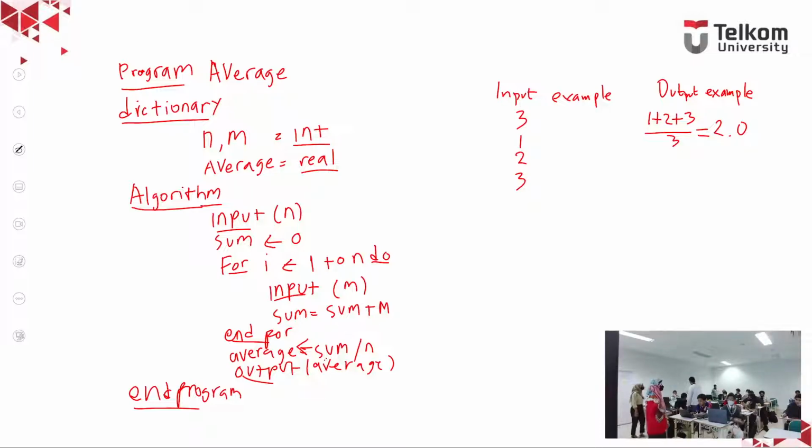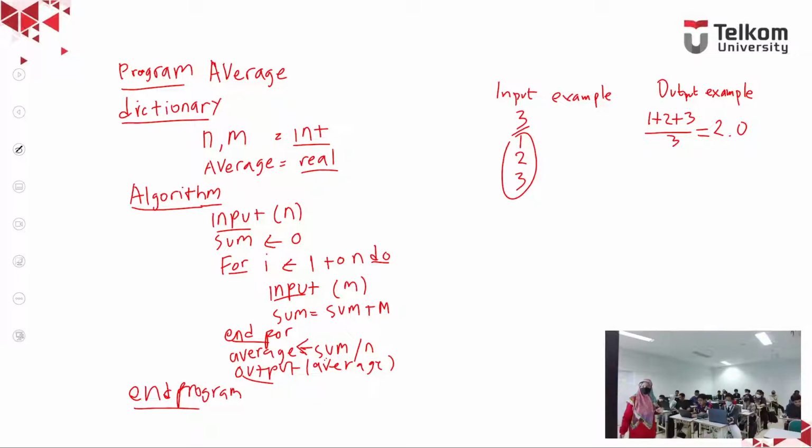Okay, let's see the answer here. Okay. So the input consists of two parts. The first part represents how many numbers will be calculated, right? So it means that there are three numbers to be calculated. Okay. And here are the numbers that will be calculated to take the average of these numbers.